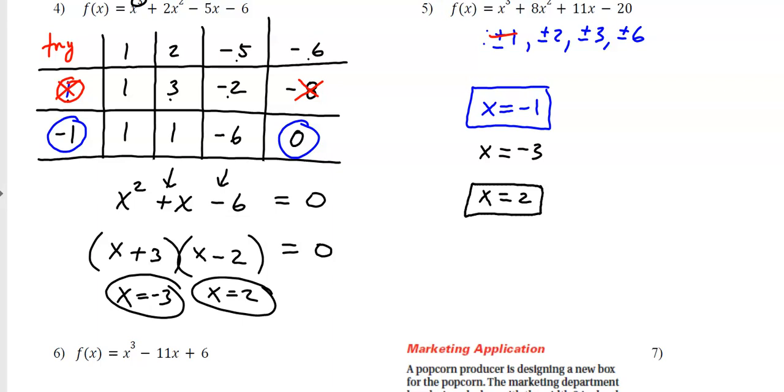So I kind of stopped doing the synthetic division, and I just chose the factor because I thought it was quicker. I kind of got 2 for 1 there. But you could just keep right on going down the list and try those.